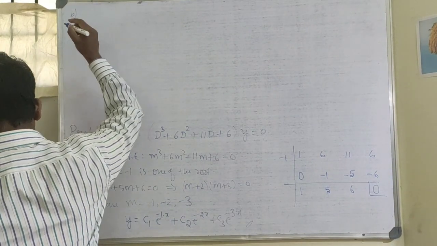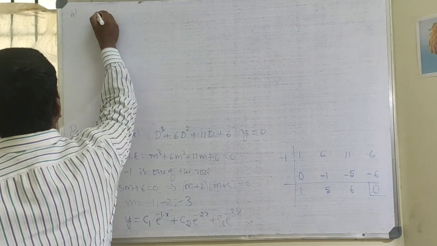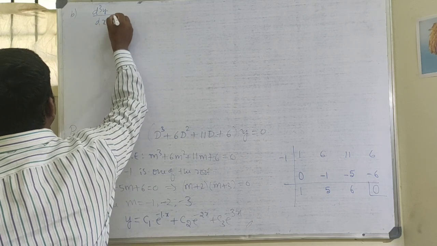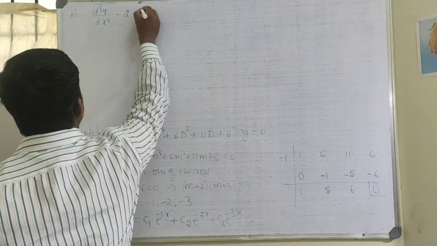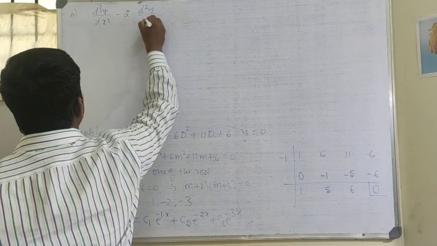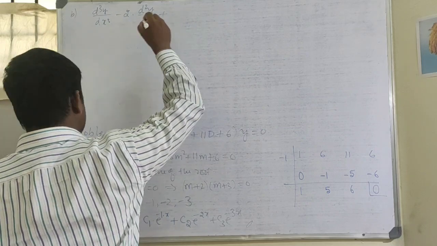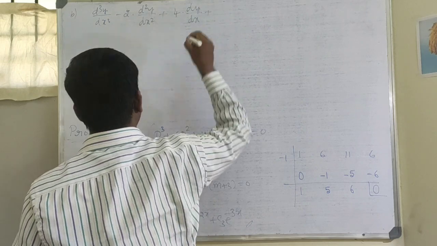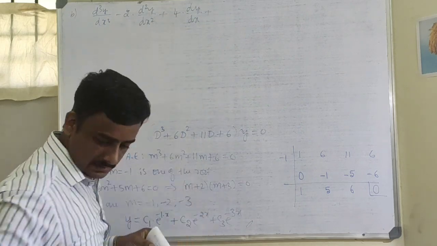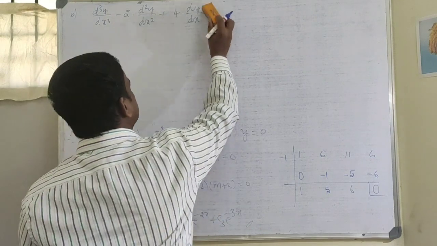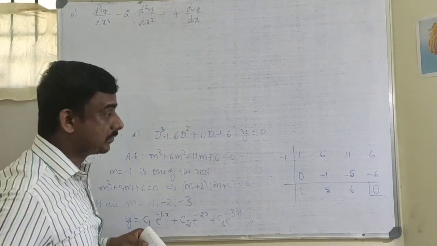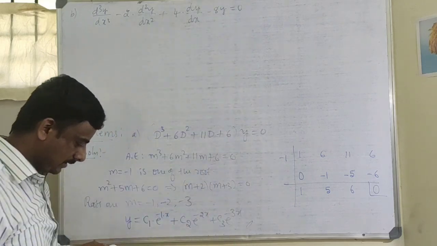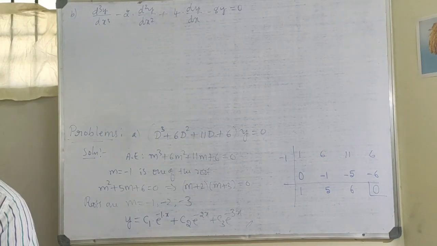Problem B. Solve the given differential equation: d cube y by dx cube minus 2 into d square y by dx square plus 4 into dy by dx minus 8y equal to 0. So this is the given equation. We need to solve this one.